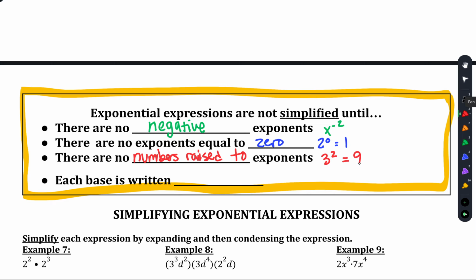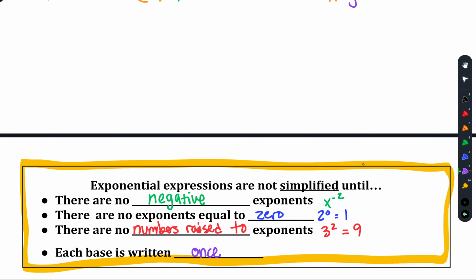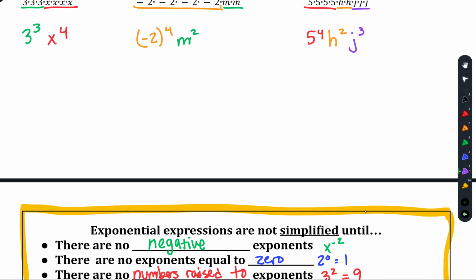And then the last rule, the one that we're going to focus on for the most part today, is that each base is written once. So those unique bases, like I saw in this last one, 5, H, and J, there's one 5, there's one H, there's one J. I don't have another H to the 4th over here. Then there would be 2 of the same base. We don't want that. Does that make sense?